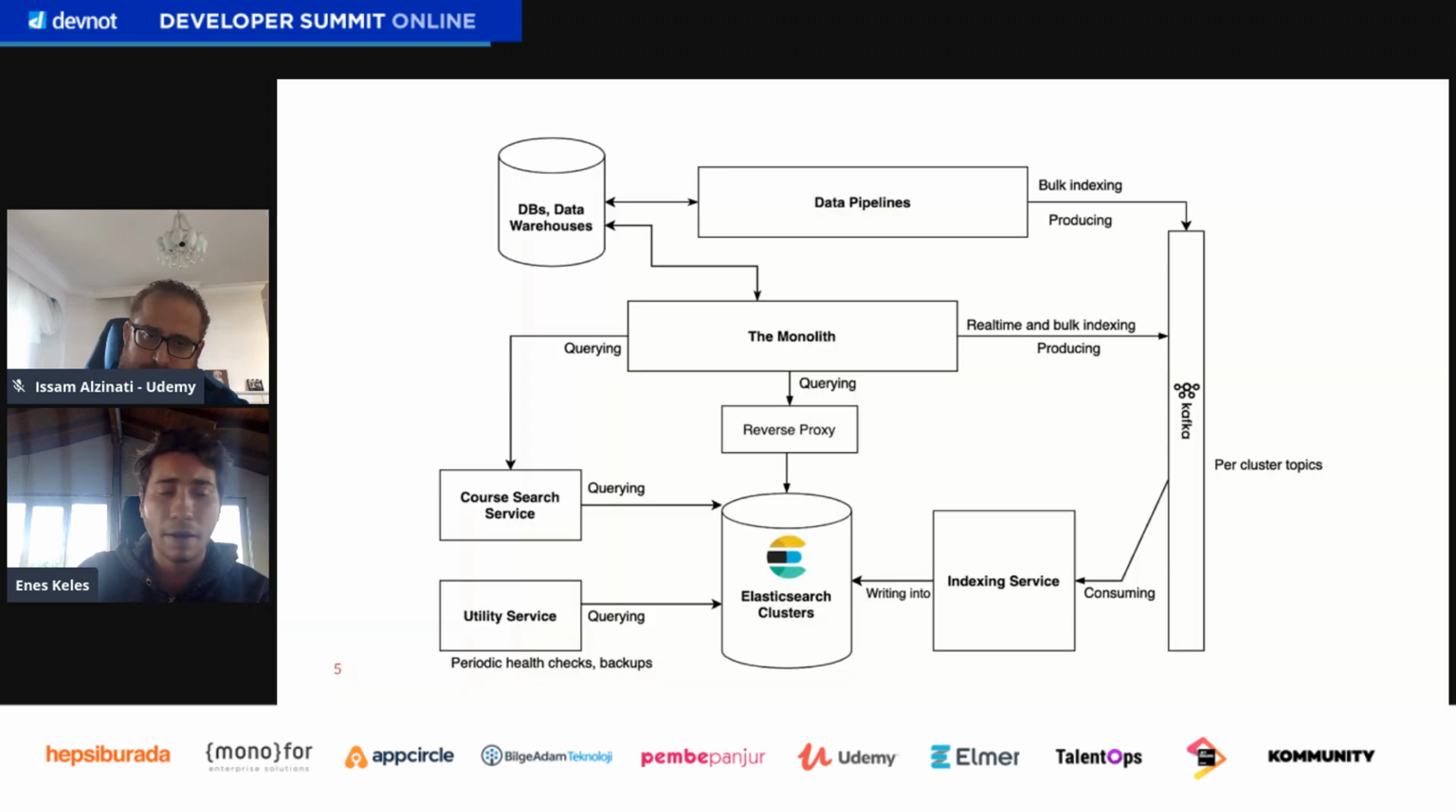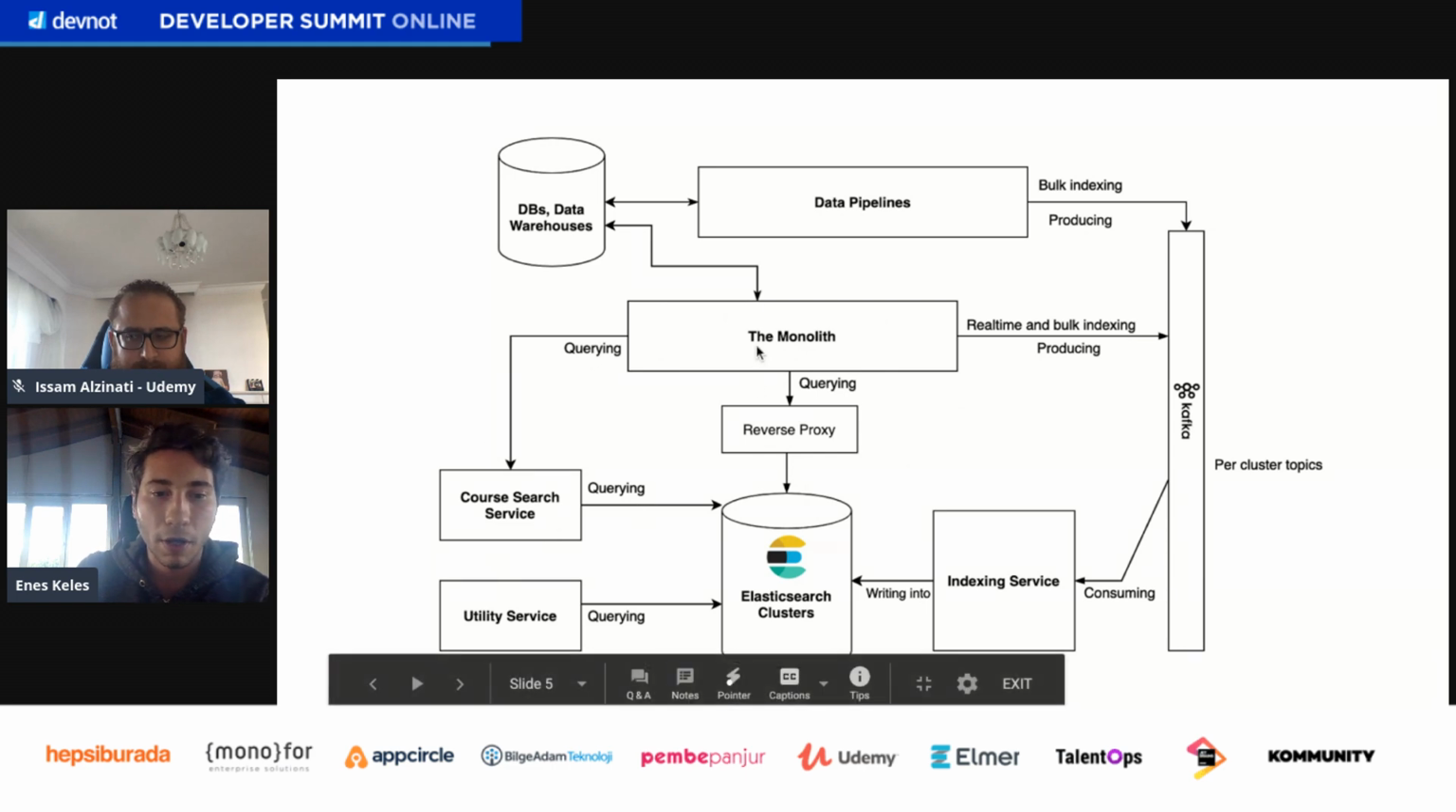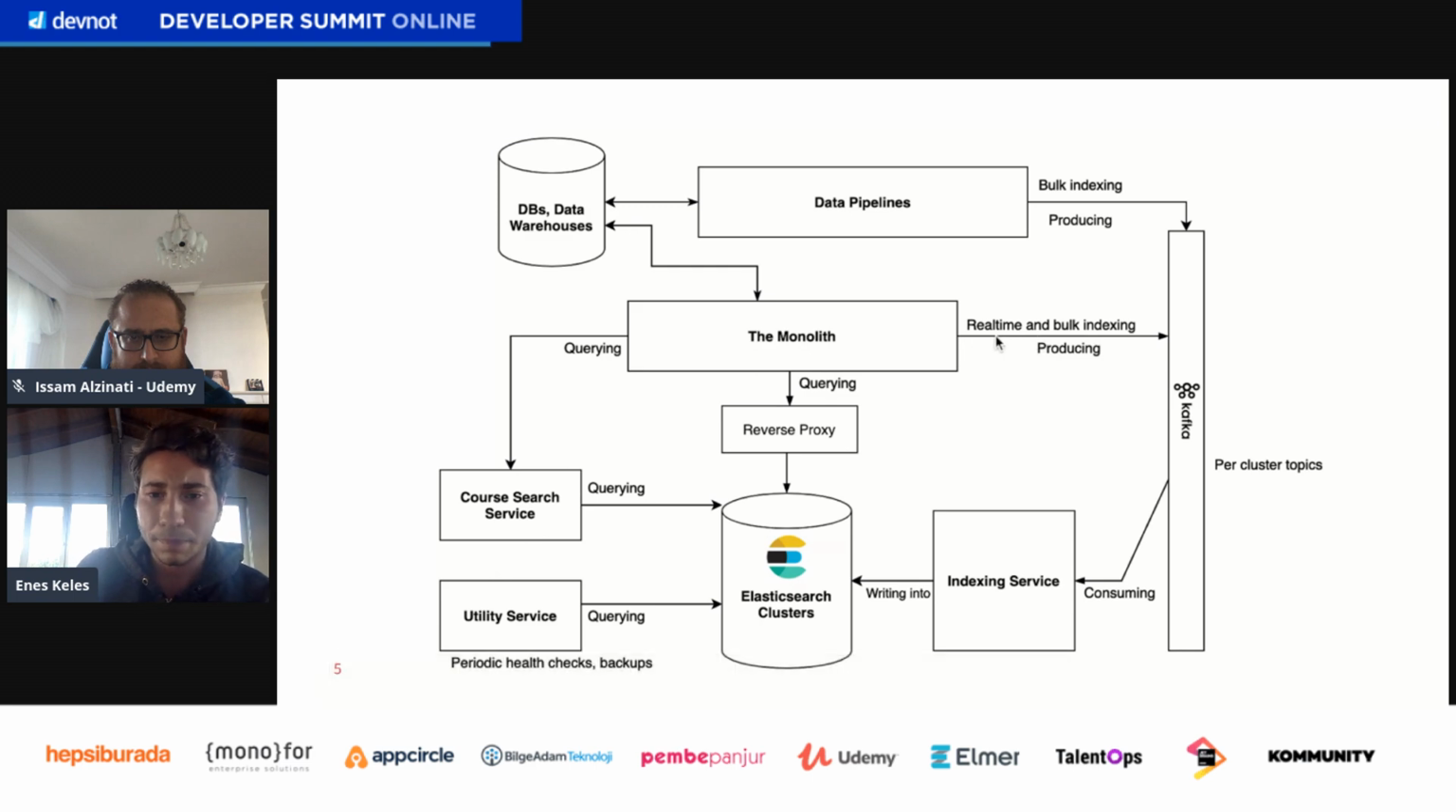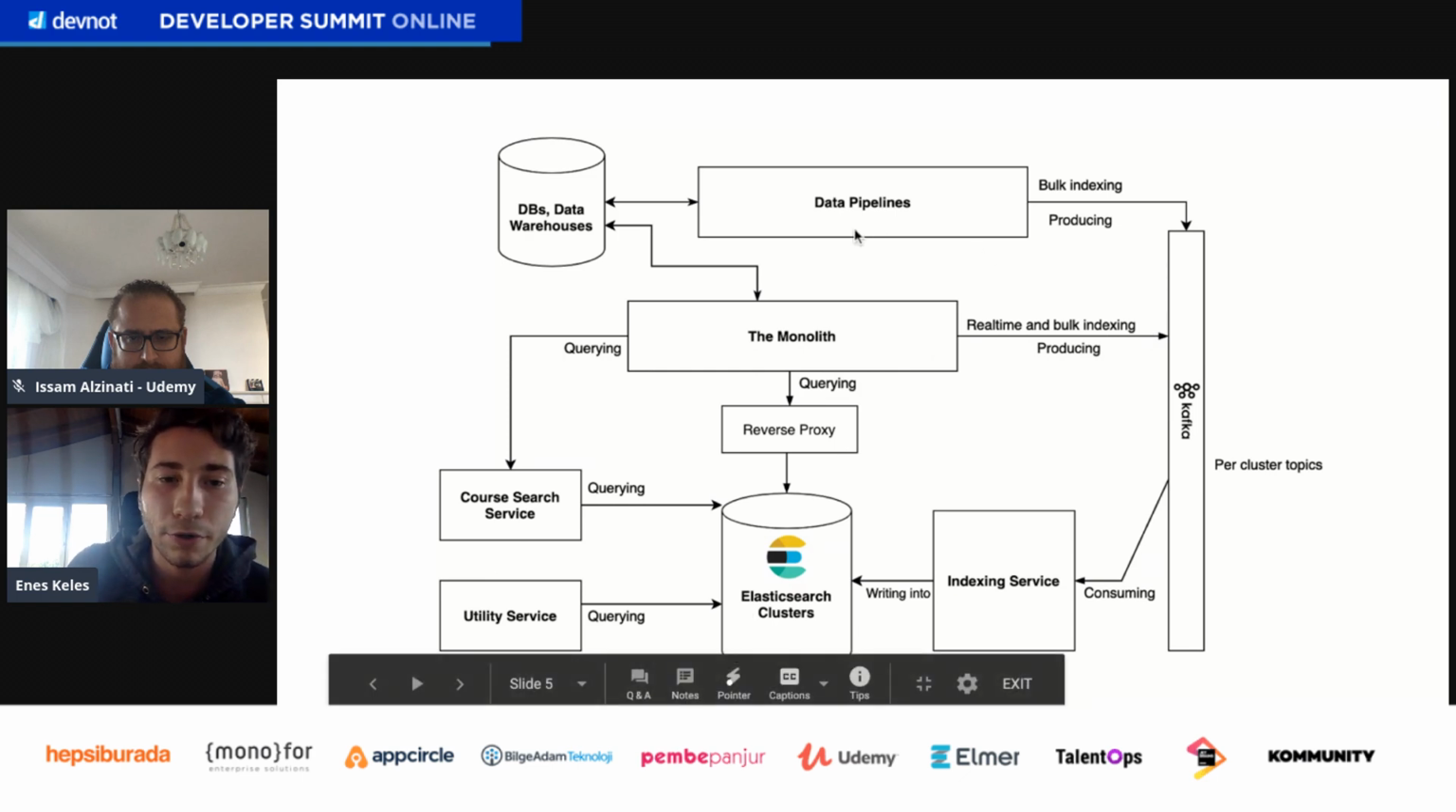Okay, here's a diagram for our search infrastructure. We have the monolith in the center. It queries the Elasticsearch clusters through a reverse proxy, which is HAProxy. And the monolith queries the core search service for getting the search results in the main page. And we have real-time and bulk indexing going through Kafka to the indexing service to Elasticsearch.